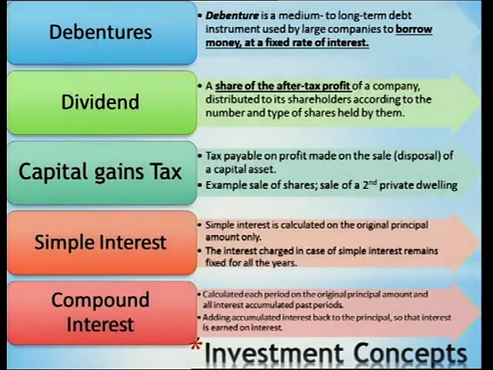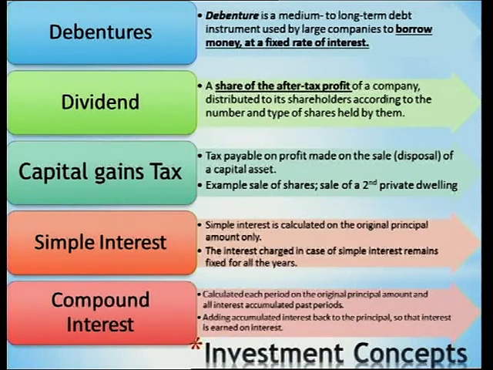Then the next one is our favorite, the dividend. A share of the after-tax profit of a company distributed to its shareholders according to the number and type of shares held. Remember, your preference shareholders will get their dividends first at a fixed rate, and your ordinary shareholders will only get dividends when dividends are declared, but at a much, much higher rate.